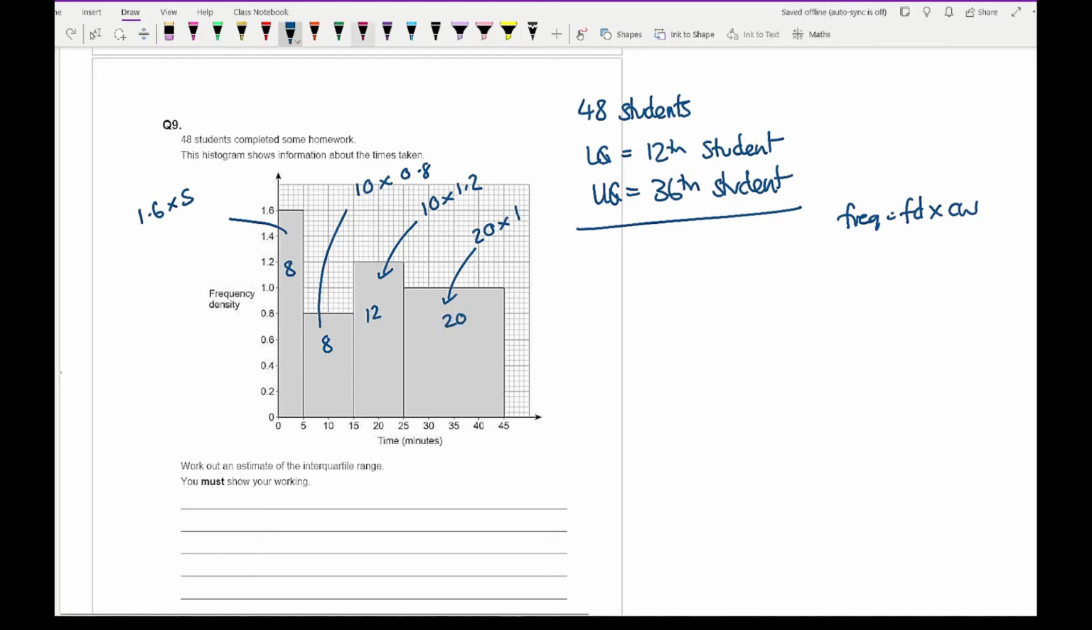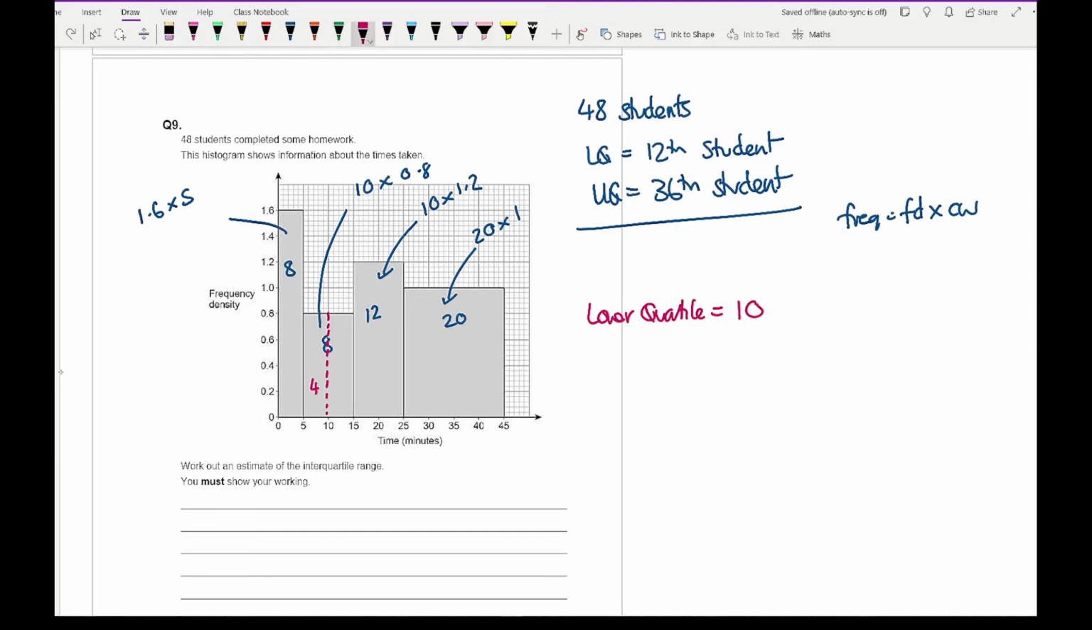So for this, to find the 12th student, I need to borrow 4 from this second bar. So what I'm looking at is 4. So then here, the lower quartile equals 10. Don't know why I've written 12, so let's change that for a 10.